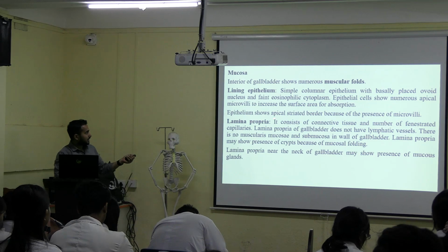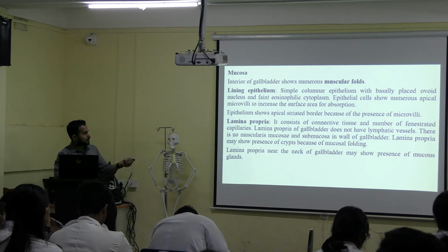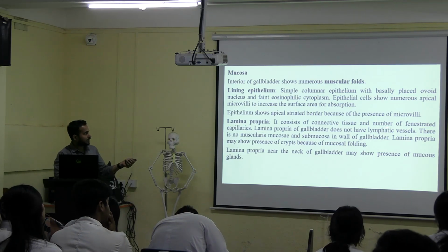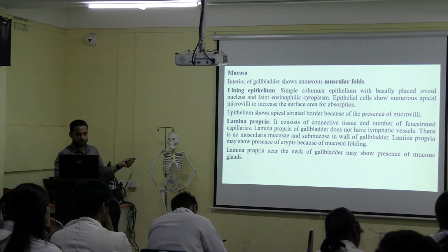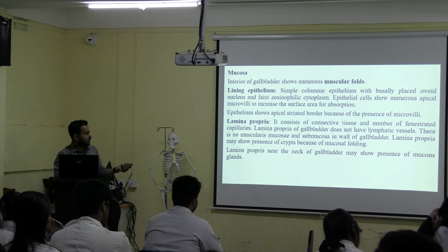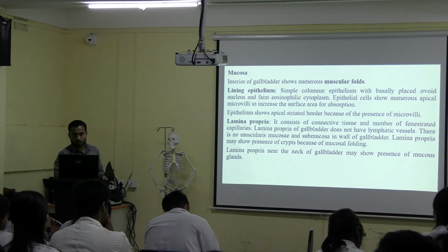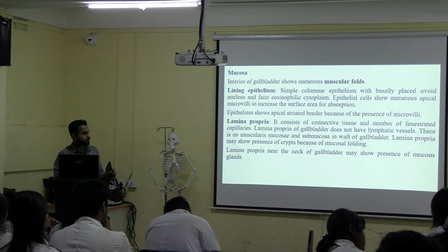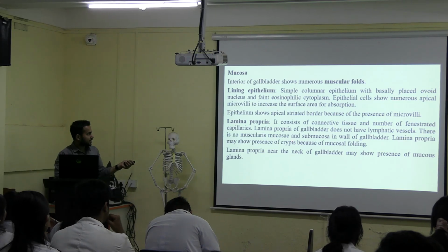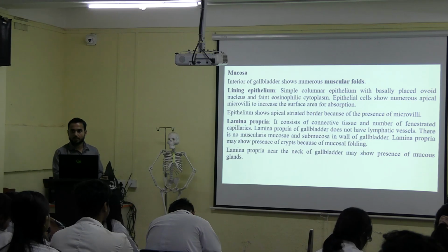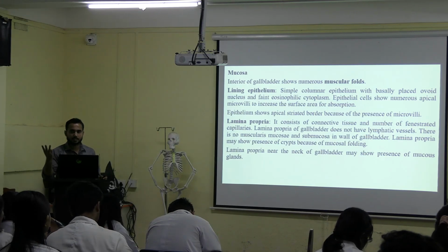Next, the epithelium shows an apical striated border because of the presence of microvilli. Next, the lamina propria: connective tissue and a number of fenestrated capillaries, that means blood vessels, are present. Now, the lamina propria of the gallbladder, as I said, doesn't have any lymphatic vessels. These are absent. Now, there is no muscularis mucosa and submucosa in the wall of the gallbladder. That's why in the beginning I mentioned only 3 layers are there.